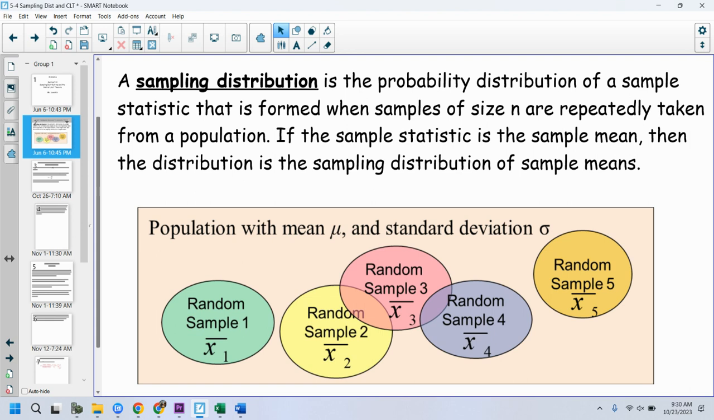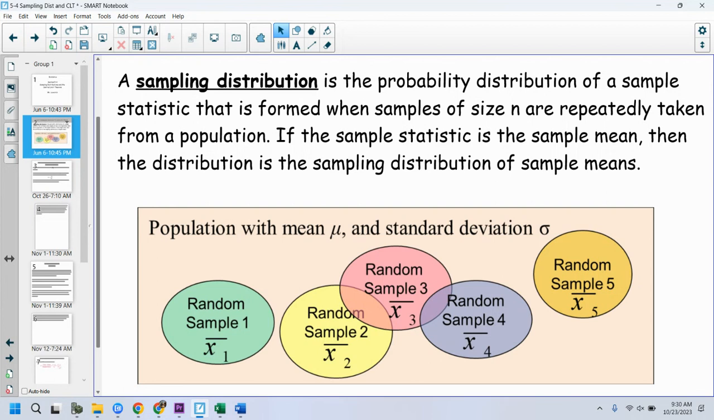A sampling distribution is the probability distribution of a sample statistic that is formed when samples of size n are repeatedly taken from a population. Now, I should have fixed my sample size. I should have said, okay, I'm going to walk into my first period class, take 10 students, and keep that number at 10. Because you have to fix your sample size for this to be true.